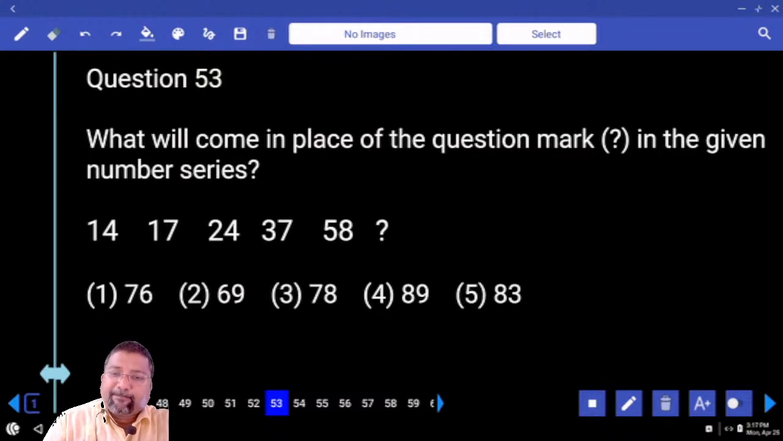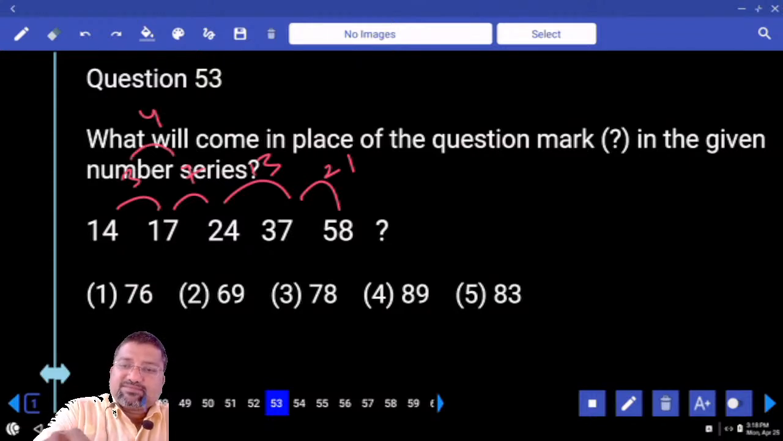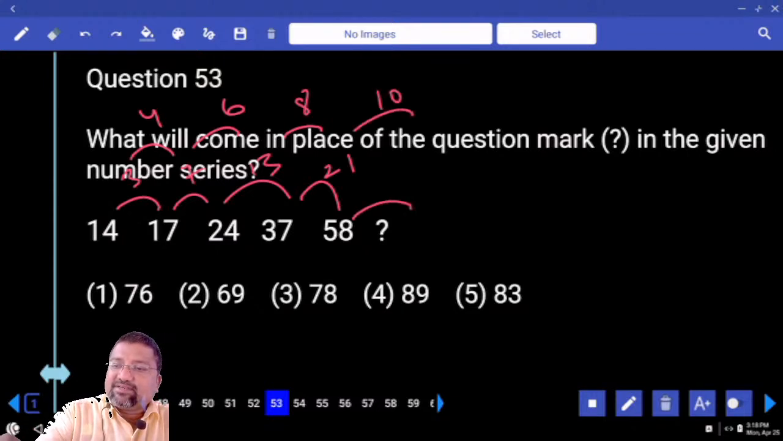14, 17, 24, 36, increasing, decreasing. So come on: 3, 7, 13, 20, 21. Any guesses? Any guesses? Difference of reference. 4, 6, 8, 10. And this is 31. 89.